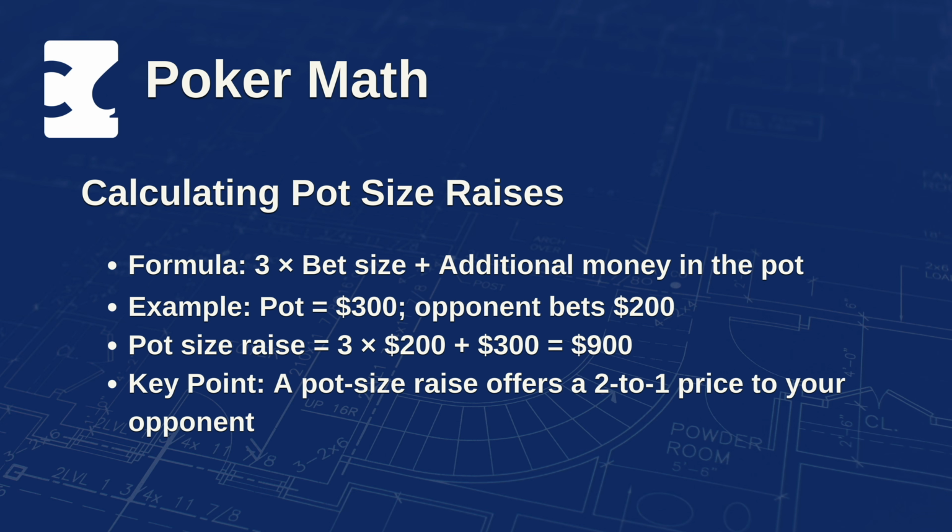It is considered a pot size raise because we're laying a 2-to-1 price. So in that situation, when he bets 200, we would raise to 900, not put 900 more in the pot. We would just raise to 900, and that would be a pot size raise.